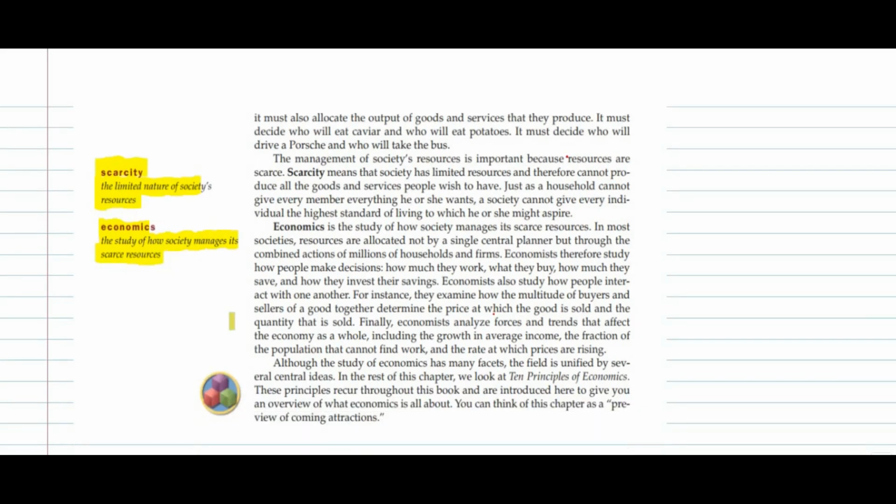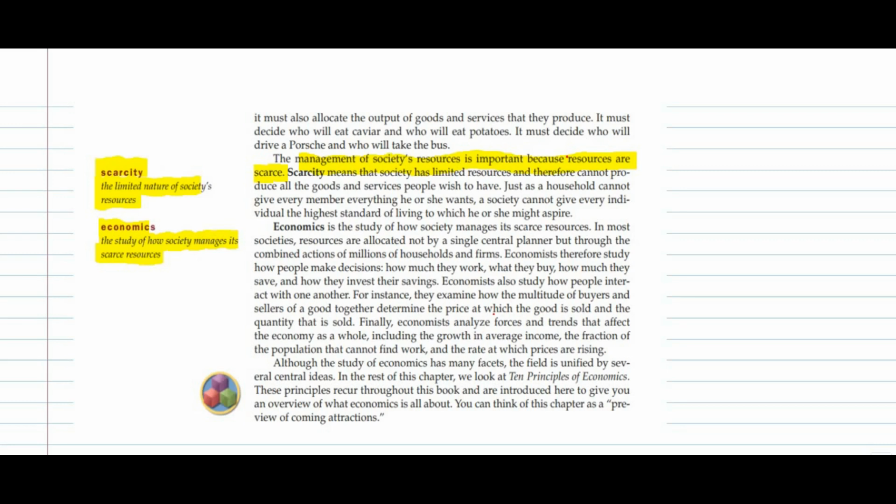Clear? So here, let me read for you that the management of society's resources is important because resources are limited, resources are scarce. For that purpose, we do some management because we are not in a position to waste anything. We have to use the scarce resources effectively and efficiently, and if we study this management, then we call it economics, the subject of economics. Clear?